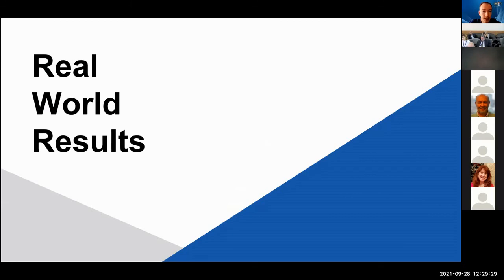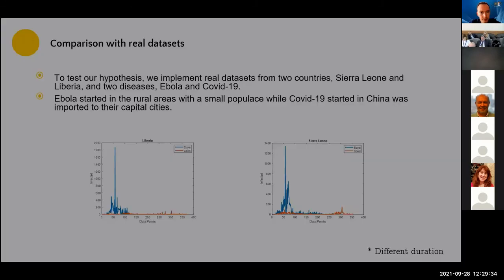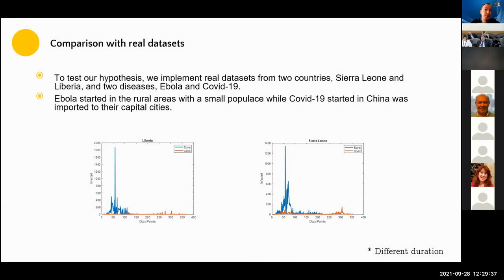And let's check it against the real-world results, and we will find something quite interesting. To test our hypothesis, I implemented the data from Sierra Leone and Liberia and two diseases, Ebola and COVID-19. Ebola started in rural areas with a small populace, while COVID-19 started in China and was imported to the largest cities, because the largest cities in those countries have airports.